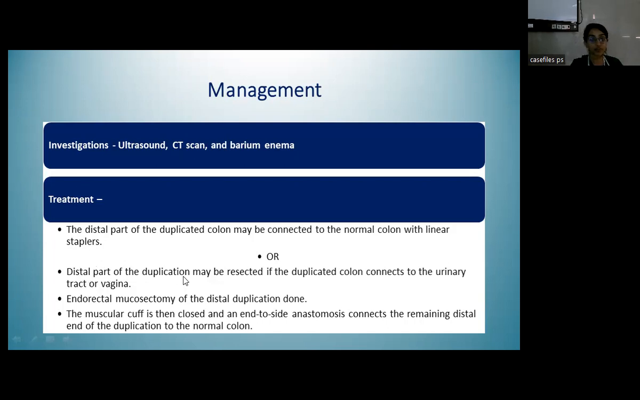Or the distal part of the duplication may be resected if the duplicated colon connects to the urinary tract or vagina. Endorectal mucosectomy can be done, and the muscle cuff is then closed. The distal muscle cuff can be closed, and an end-to-side anastomosis can be done with the distal end of the duplication to the common normal colon.